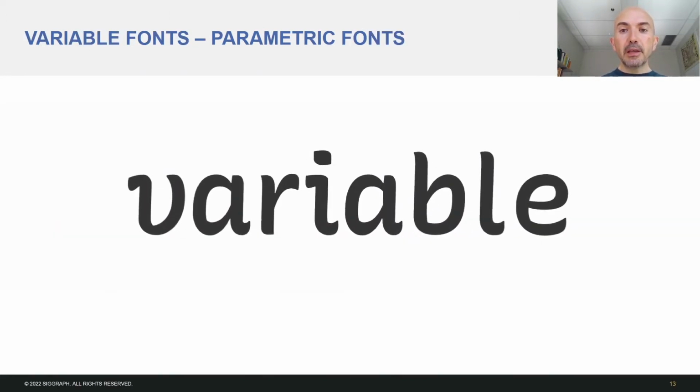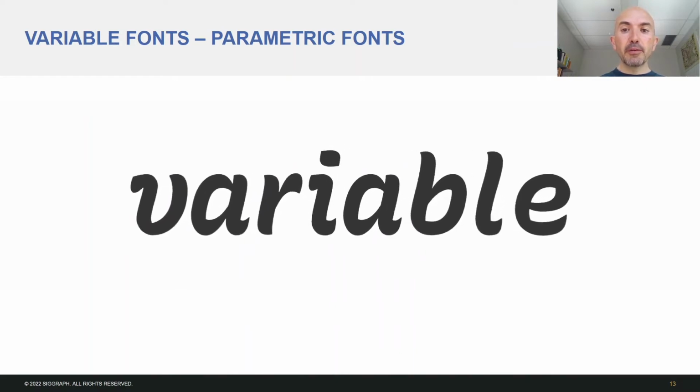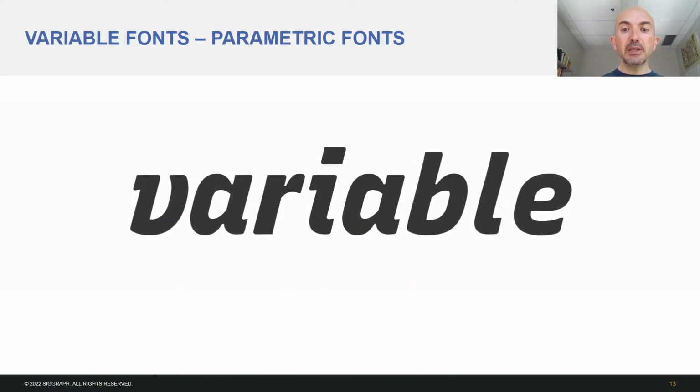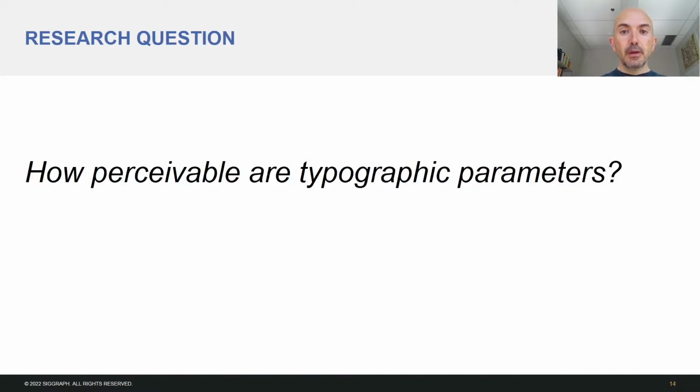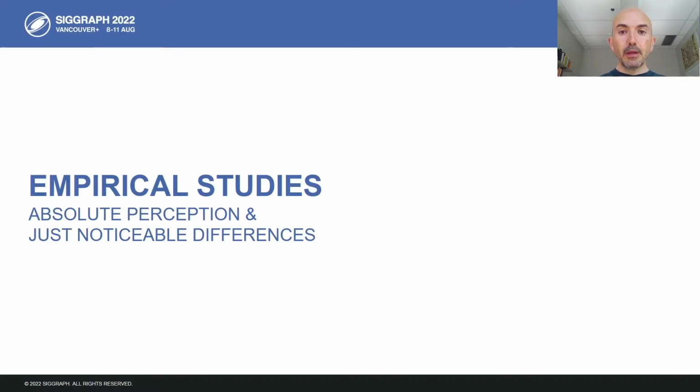However, this is a particularly propitious moment for infotypography because it is made much easier by the popularization and increased availability of variable fonts, which are now supported by major web browsers. But there is a challenge. If we want to represent information through typographic parameters, we need to know how well people will be able to perceive this information. The main contribution of our paper are the results of two empirical studies that characterize this perceivability.